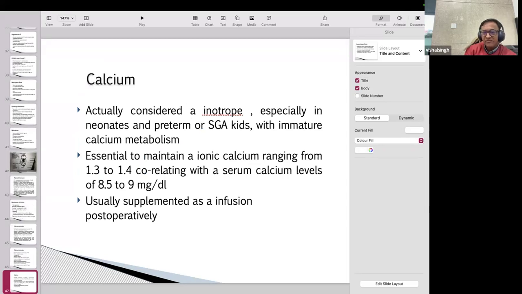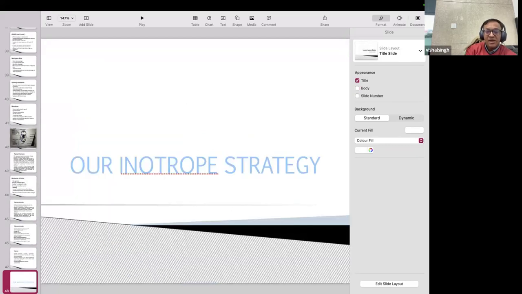Calcium, we all know in children, we use it as an inotrope, especially in neonates and preterm or small for gestational age kids because of their immature calcium handling. These are the targets of ionic calcium to keep, and we give it as an infusion. So what should be the inotrope strategy for a post-op cardiac unit?